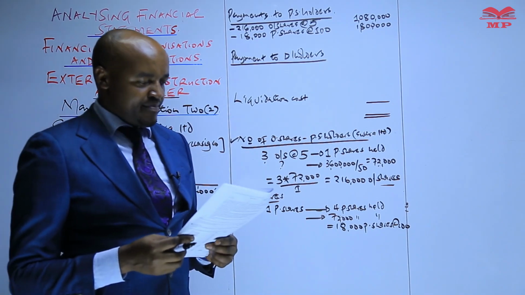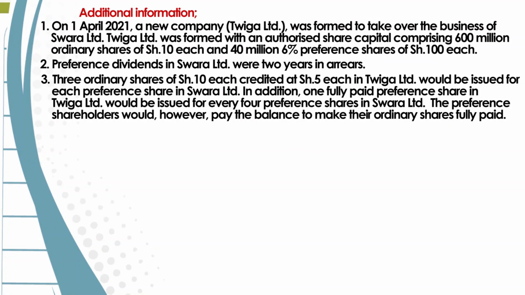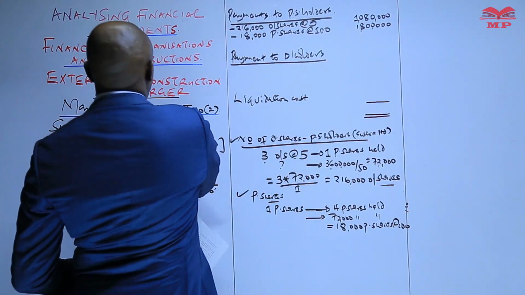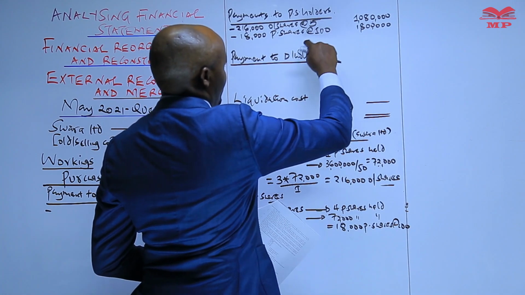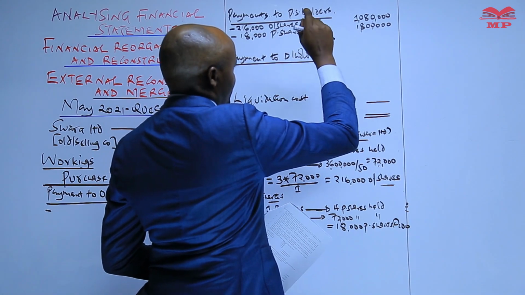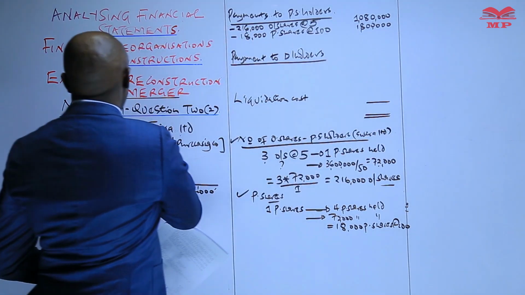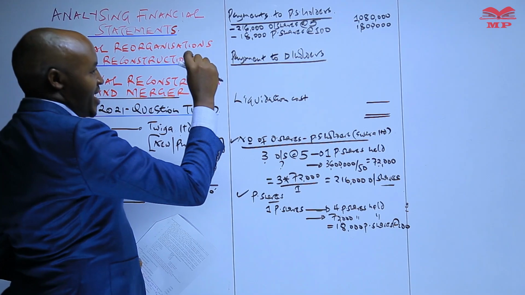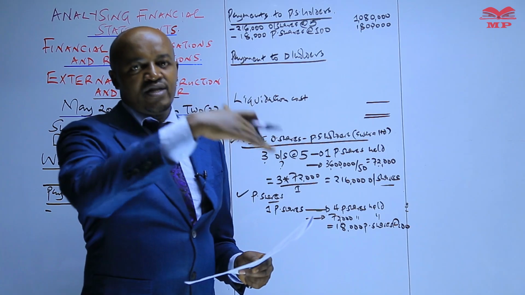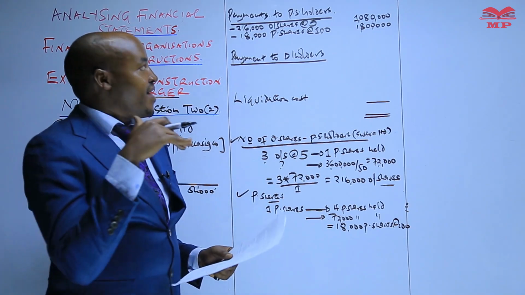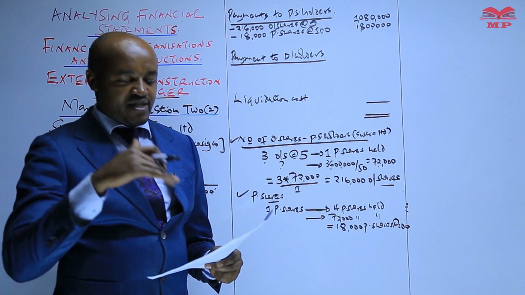So before we go to note number 4, we are told in the last sentence of note number 3, although that is something I've explained, the preference shareholders would, however, pay the balance to make their ordinary shares fully paid. Remember, these preference shareholders of the old company, that is Swara, were issued with 216,000 ordinary shares, and they were not required to pay 5. And because these shares have a par value of 10, the preference shareholders of Swara will have to pay the new company Twiga the balance of 5 shillings to make their shares fully paid. So that is now an accounting entry which you are going to make in the books of account of Twiga, because that is money received by Twiga.